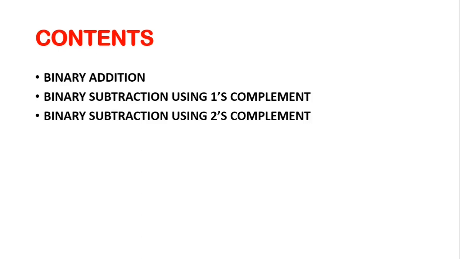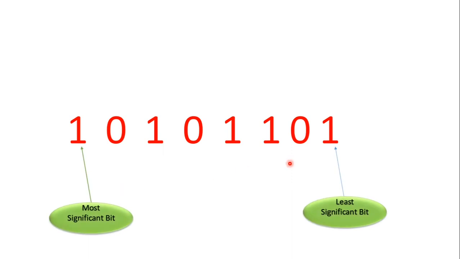The contents that we would discuss are binary addition, binary subtraction using ones complement, and binary subtraction using twos complement. Before going further, I would like to tell you one important concept. If you have a binary number as given, 10101101, the first bit is known as the least significant bit and the last bit is known as the most significant bit.